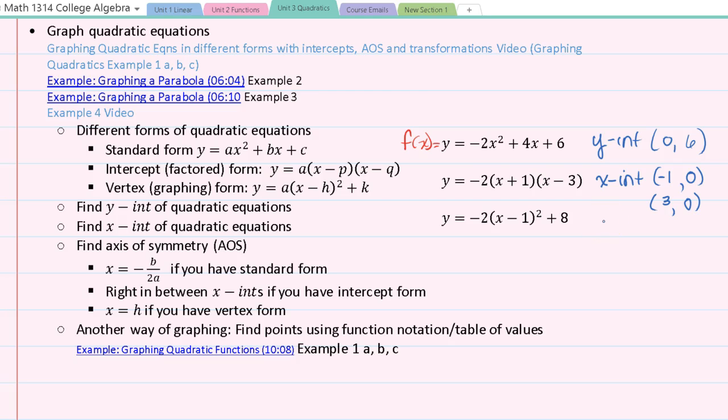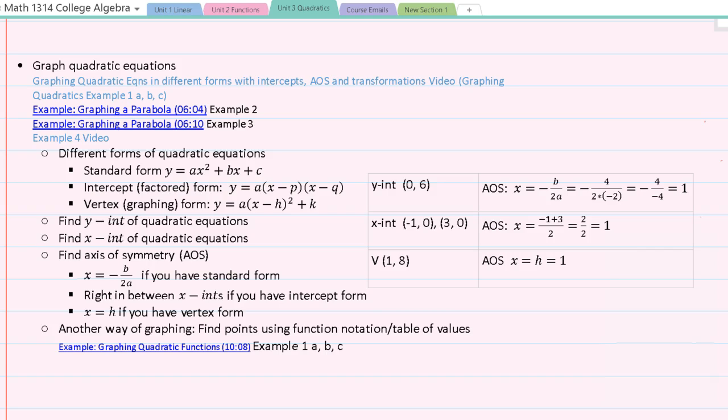Finally, the last equation is the same quadratic equation as before, but in vertex form. This form is found by using completing the square. From this equation, we can quickly find the vertex of our parabola. From our knowledge of parent functions and transformations, we see that the vertex is located at the point (1, 8).